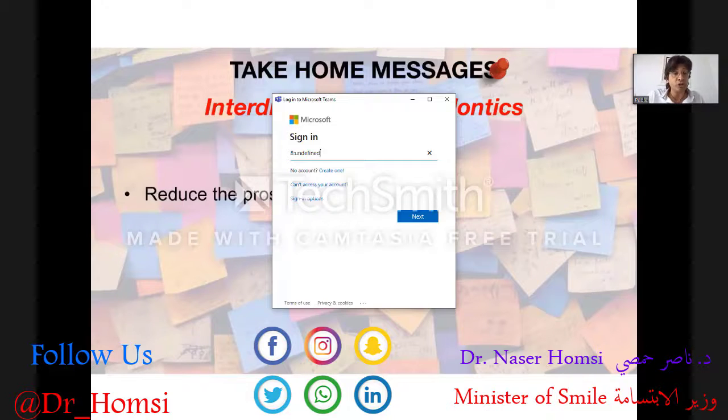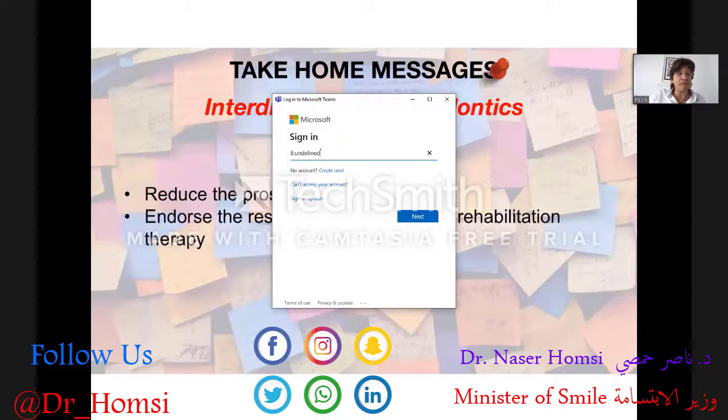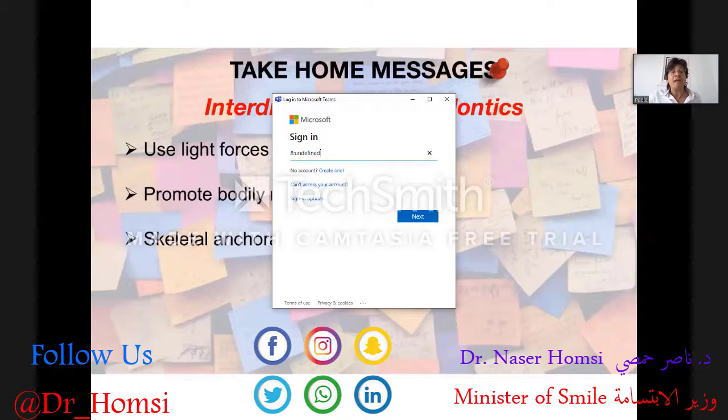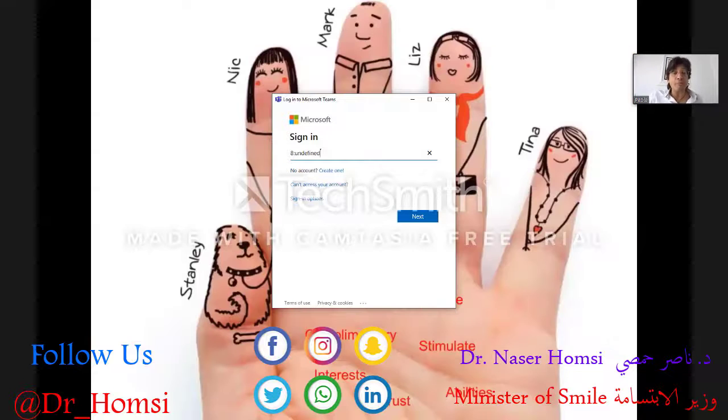And also with interdisciplinary orthodontics, we can reduce the prosthetic needs. We can endorse restorative and prosthetic rehabilitation therapy. We can cancel the prosthetic and implant needs sometimes. And it's important we use, especially in adult patients, especially in patients with reduced periodontal support, light forces to promote bodily movement and skeletal anchorage when needed. And try to collaborate with passion. Because if we collaborate with passion, if we share respect, challenge, and we can stimulate each other, like in my group, I have a group of more than 15 doctors working with me in my clinic, and I really trust them.